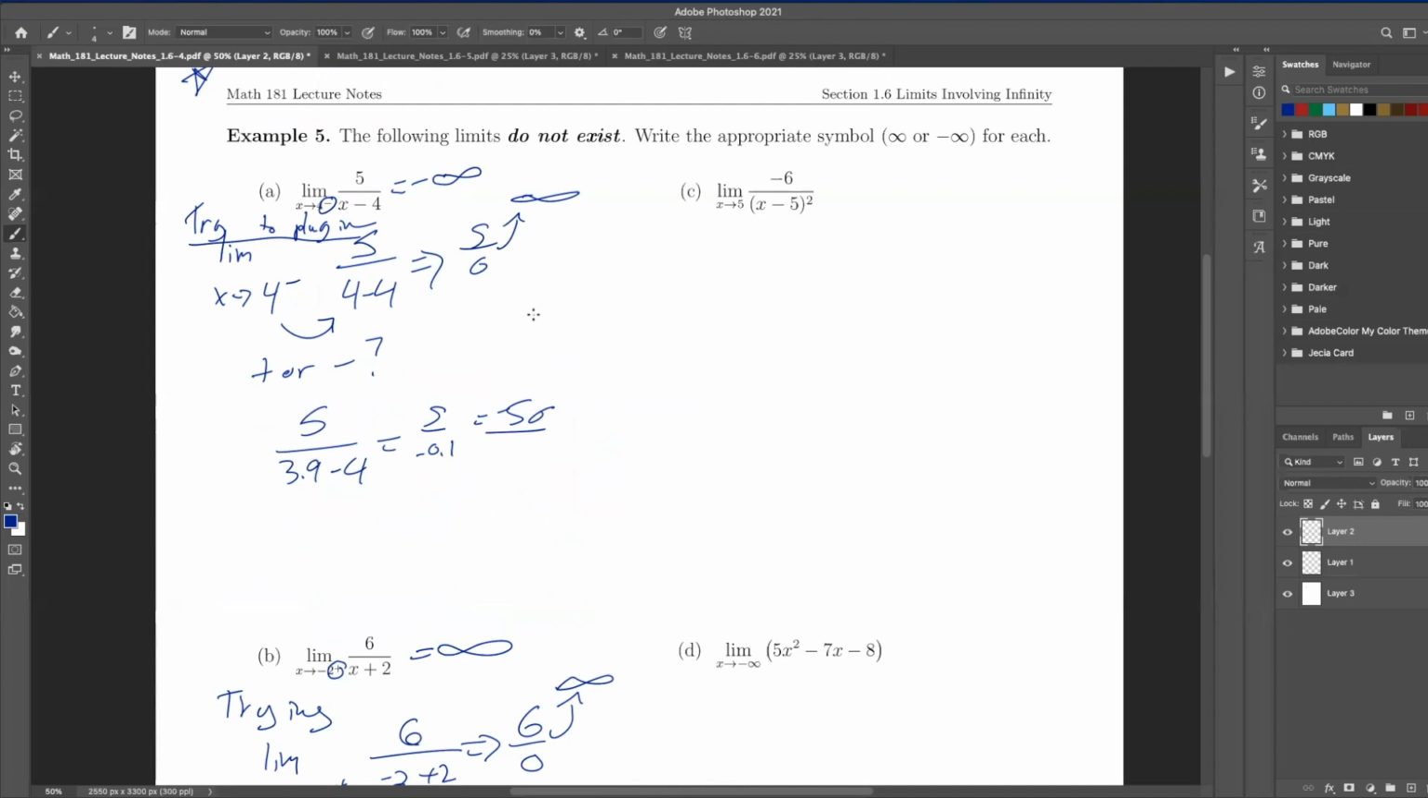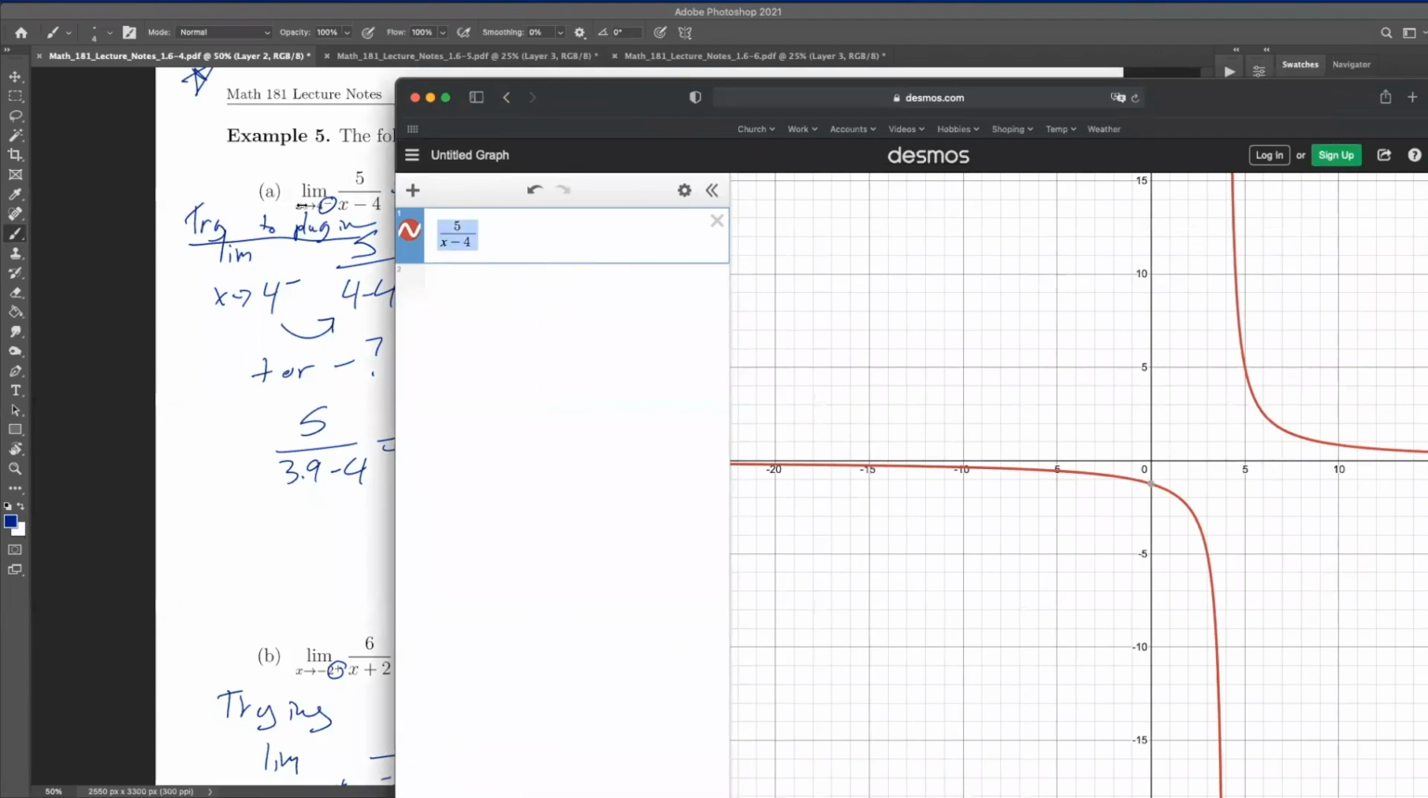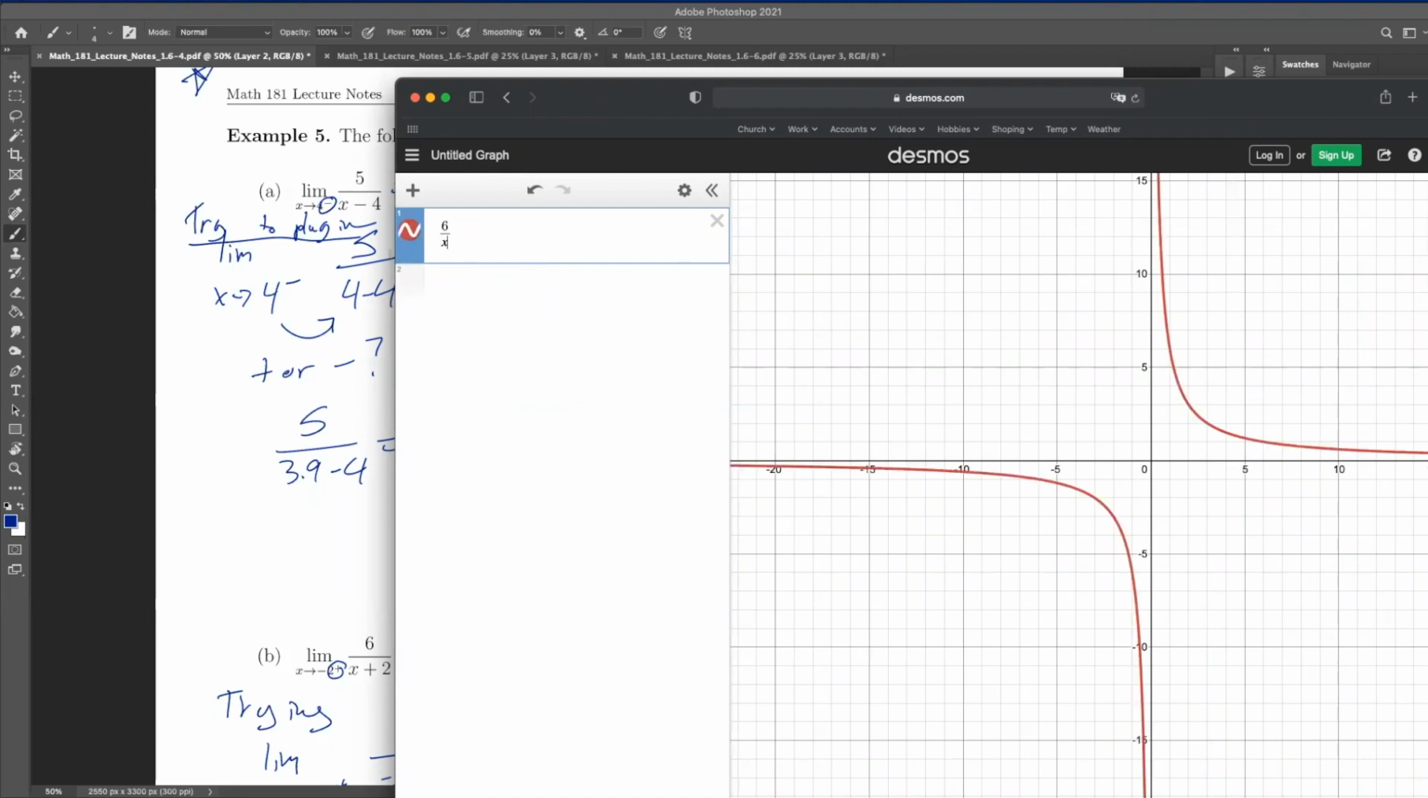There we go. And we can double check this in Desmos. So here I have 6 divided by x plus 2. And here at -2, we notice when we're coming from the positive side, we're going to positive infinity.